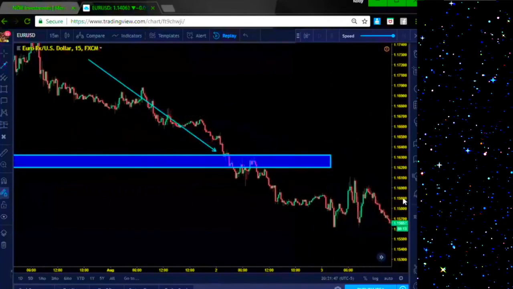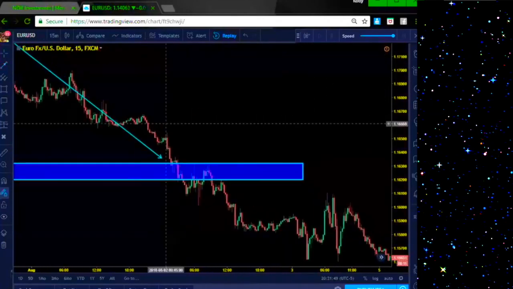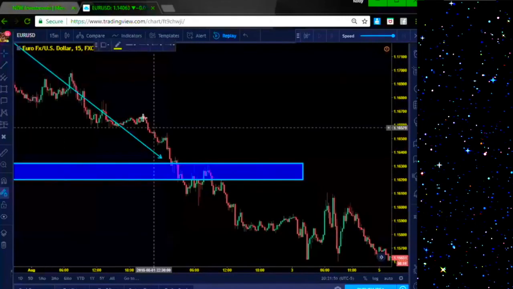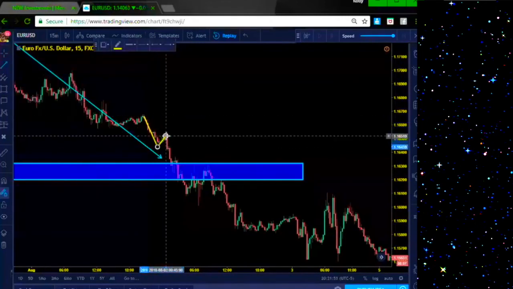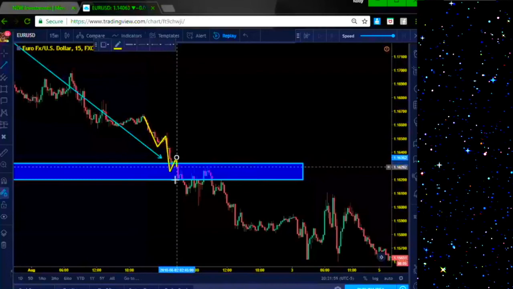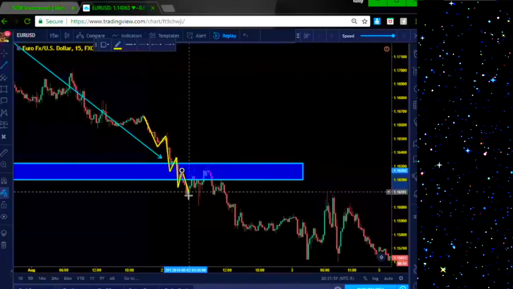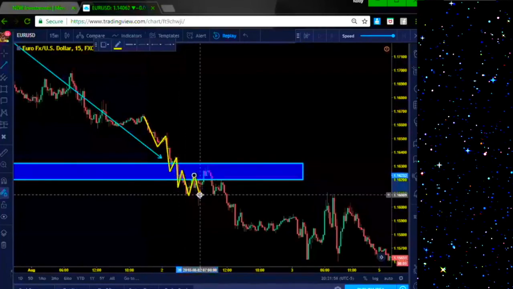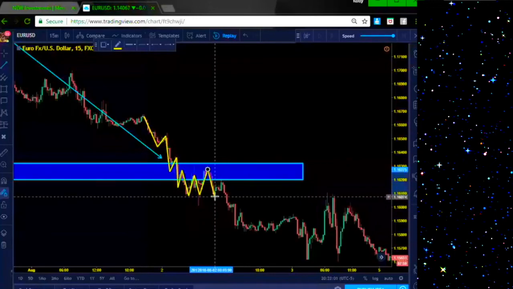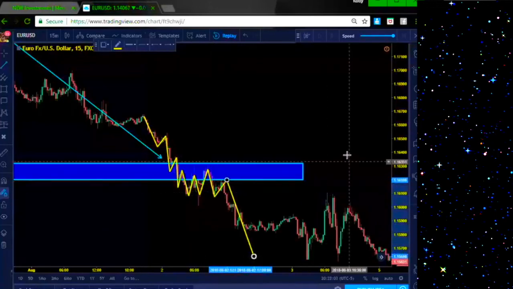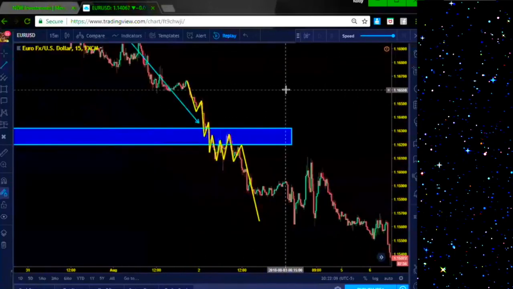You guys tell me, did you get the entry? No, but you got the sell entry, didn't you? On down you went, pips. That's right, retest for a sell, no buy.